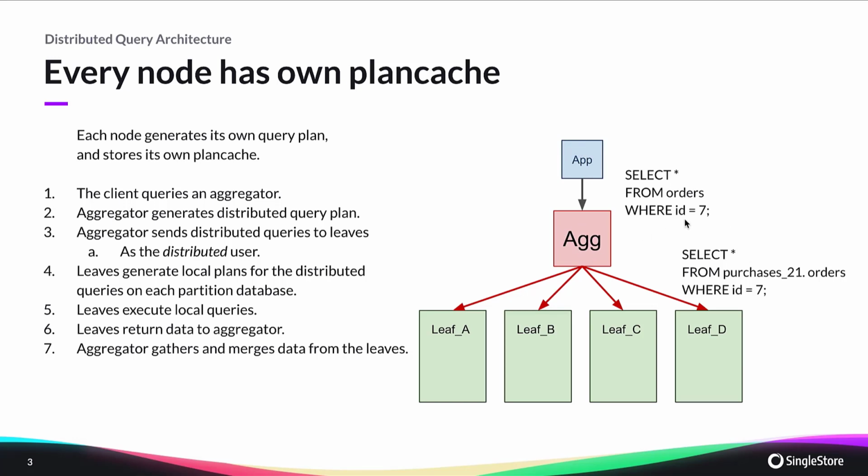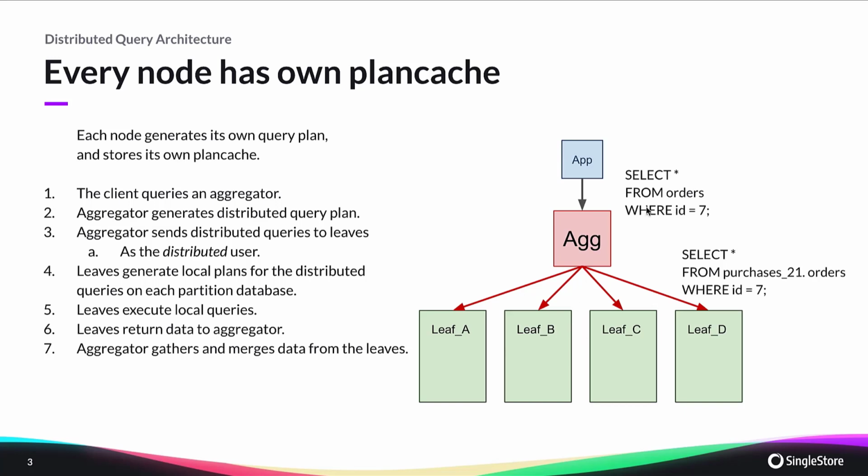The way that we generate a query plan is that the app is going to send a query to the aggregator, maybe something like select star from orders, filtered on ID = 7. Then the aggregator in turn sends out distributed queries to the leaves, as the distributed user. That might be something like select star from orders, but rewritten a little bit. Instead of not indicating the database at all, here we're indicating the database and the partition it's going to be on, partition 21. We would still be filtering on ID = 7. This is a simplified form, but it would be something like that.